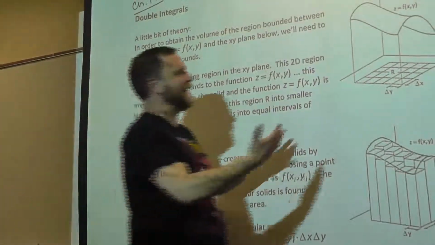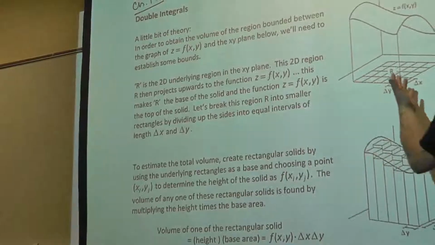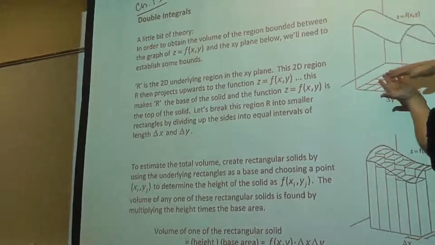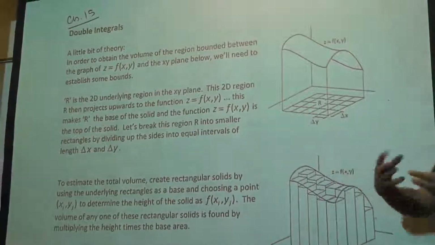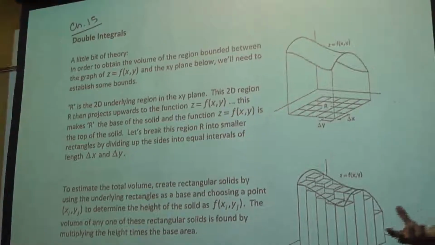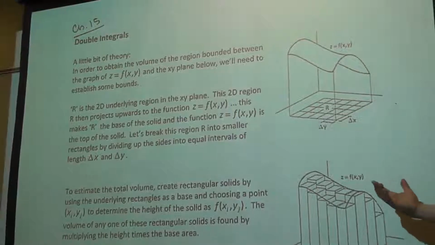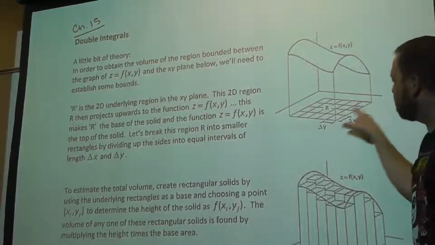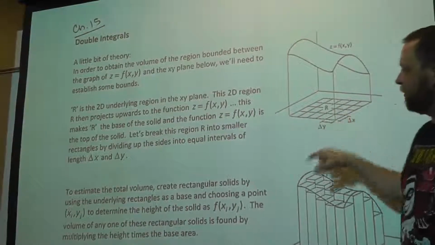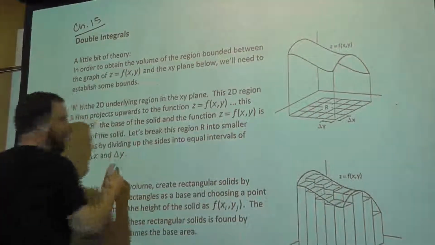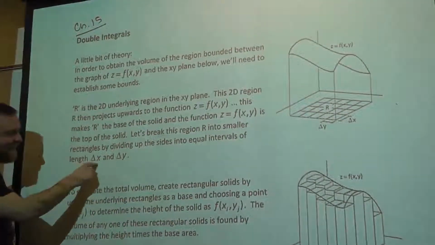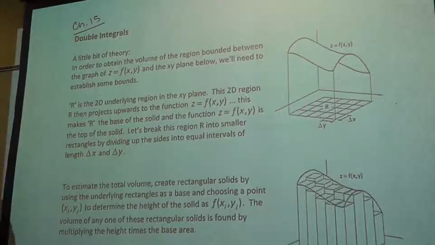And so we're looking at a transparent version of the solid right here. But imagine everything's solid from here up to the function. That's the chunk of volume in 3-space, the cubic capacity we're trying to find. And in order to do that, the Riemann logic behind it is you break this region down into smaller rectangles by dividing the sides into delta x and delta y partitions, okay?